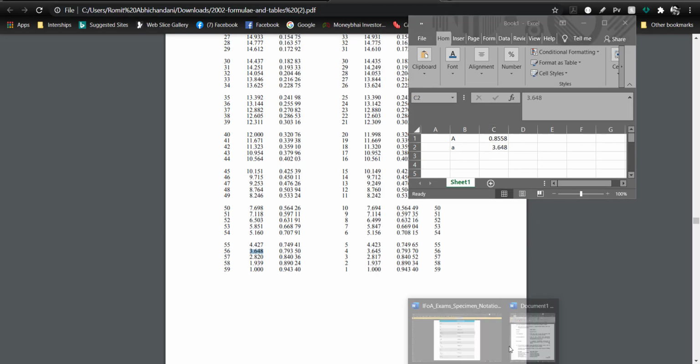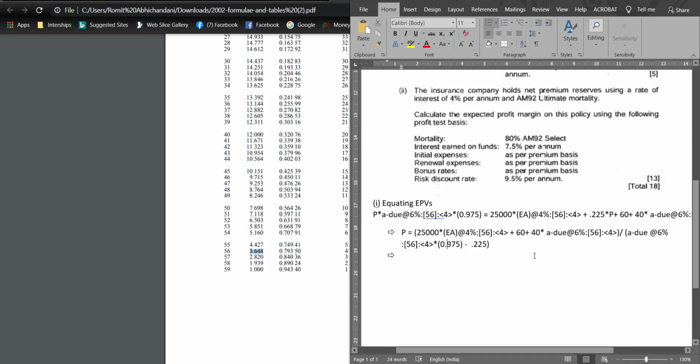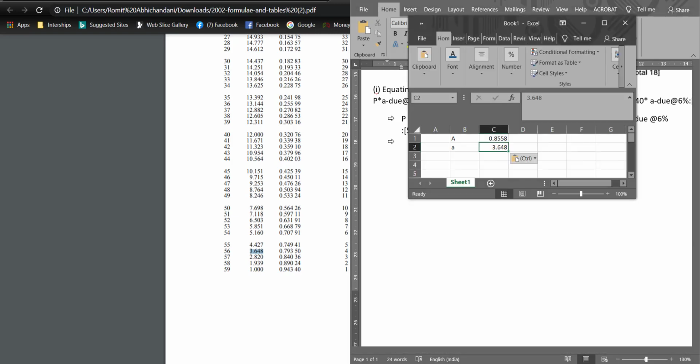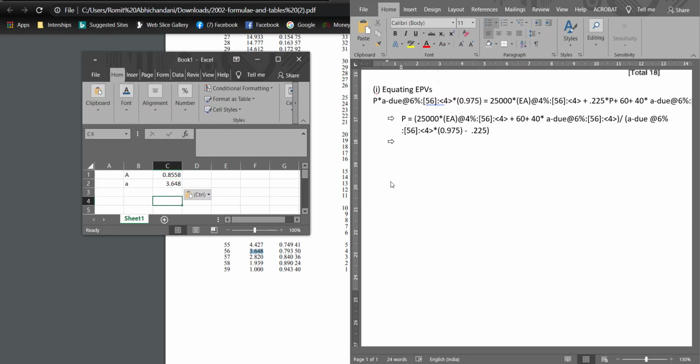So let me get back to Word, and I had made a small error here that I had written 0.0975 instead of 0.975. So it's 97.5%, right? So that I've corrected. Okay. Now this thing, how do you fix this? Okay, so you need to do the calculation.